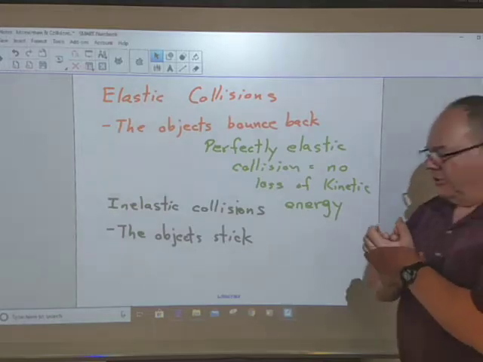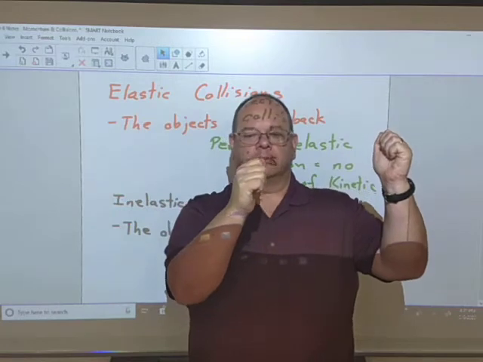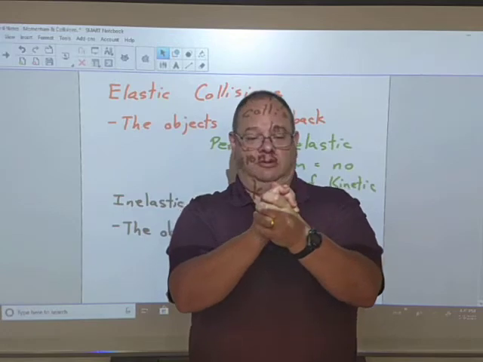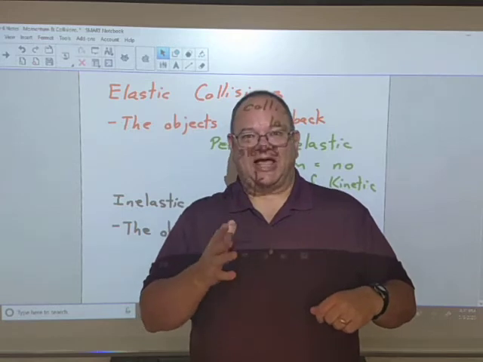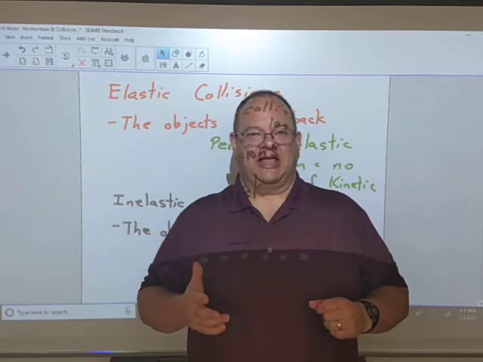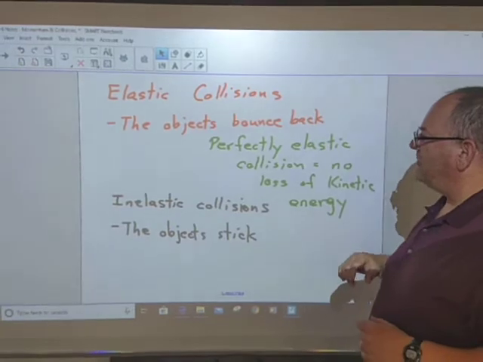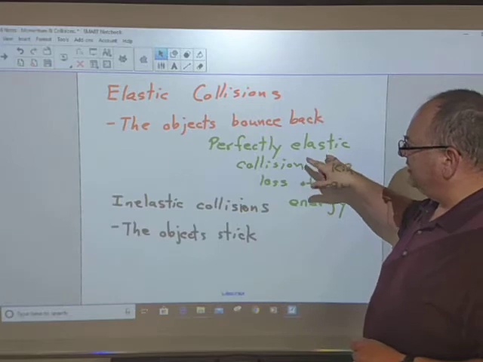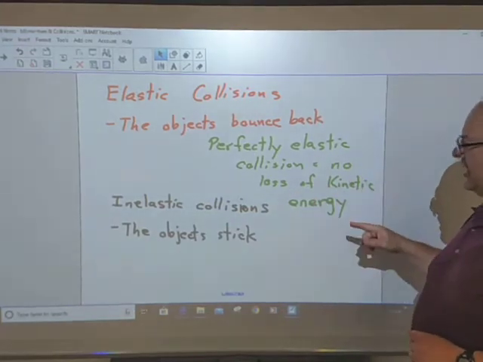All right, so sometimes in collisions, objects bounce off each other. Sometimes in collisions, objects stick together. If they bounce off each other, the word we use for that is elastic. When they stick together, the word that we use is inelastic. Okay? So, elastic objects bounce back. When we call a perfectly elastic collision, there is no loss of kinetic energy.